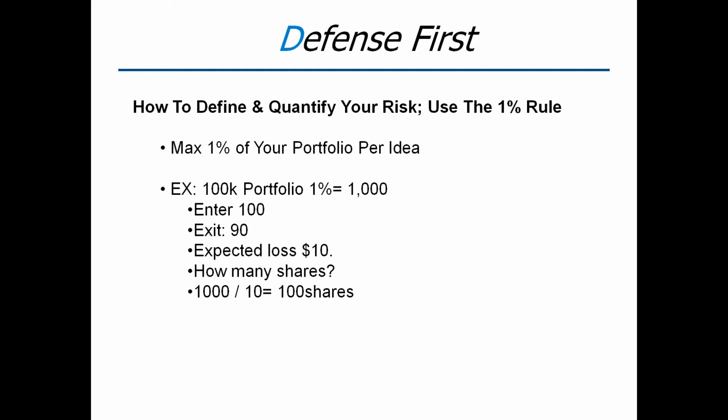Now, if the stock goes to 110 or 115 and you raise your stop to 100, that becomes a different story, and that's a different part of the equation. We're talking about the initial purchase price, and this works for long or short. Just reverse the numbers. Instead of 90, use 110, and it's the same exact formula, or logic, rather.